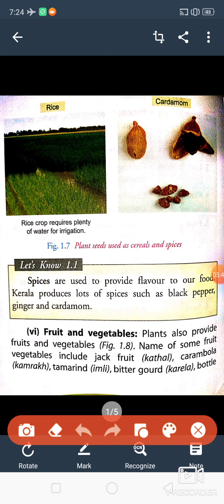Now here comes one term, that is spices. So what are spices? Spices are used to provide flavor to our food, isn't it? And in Kerala, lots of spices are produced. So if you take vegetable, or anything, and prepare the food without spices, then what will happen? It will become tasteless. You'll not feel any taste without the spices.